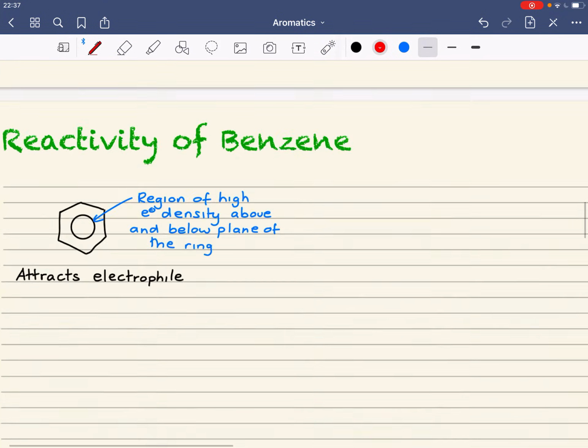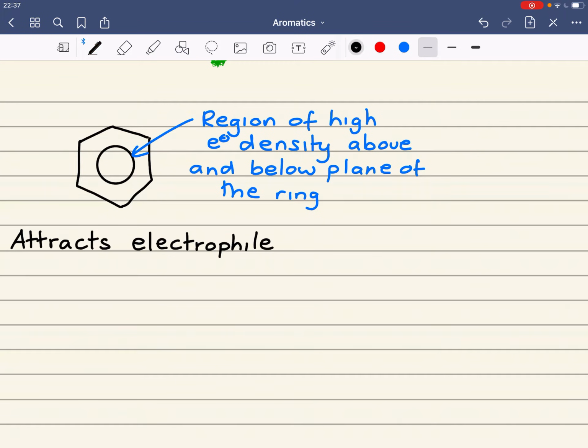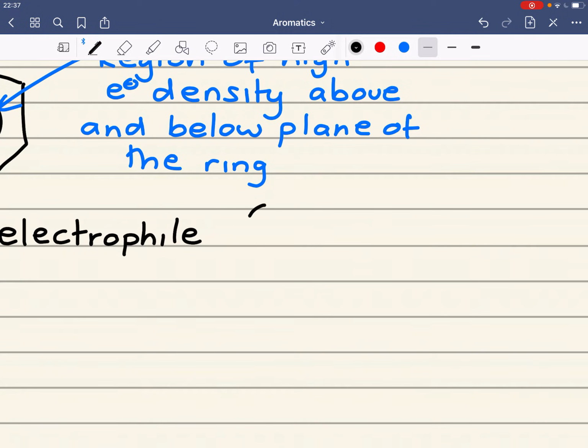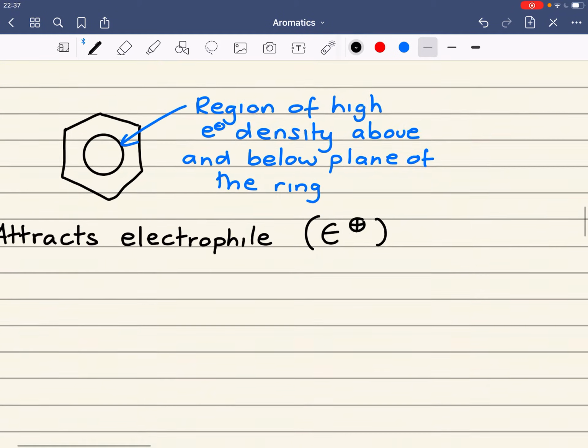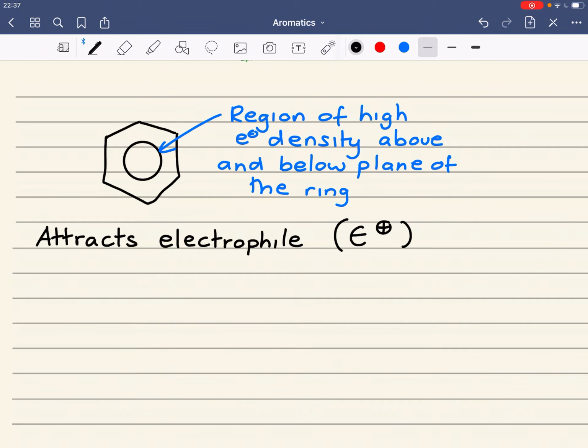Now, benzene, we say it attracts electrophiles. The electrophiles we'll be looking at in benzene will actually be electrophiles with a full positive charge. The reason for this is that benzene is far less reactive than an alkene. So we need a more powerful electrophile. Instead of one with a delta positive, we need one with a full positive charge.